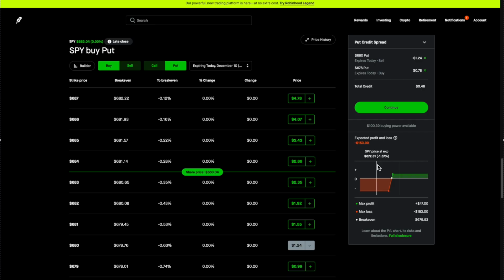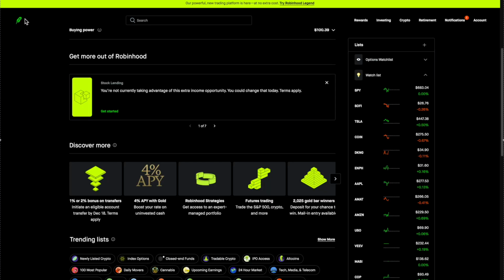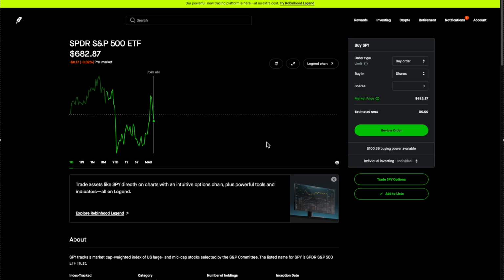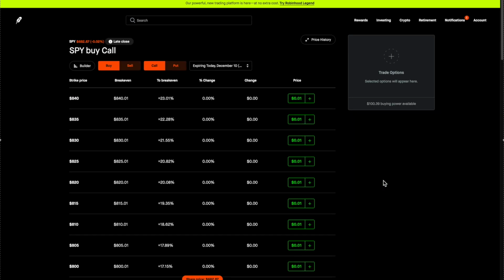Now we'll do the opposite. So we're going to go back home. We're going to use SPY again, for example. And this time, we're going to buy it. So this will be a debit spread. We're going to open the option chain. It's going to be the same thesis. We're going to think SPY is going to move up. So we're going to have these on calls. And then here's the at the money line.